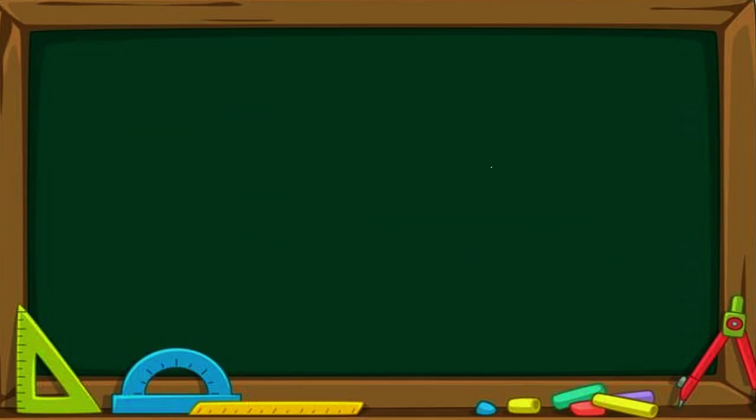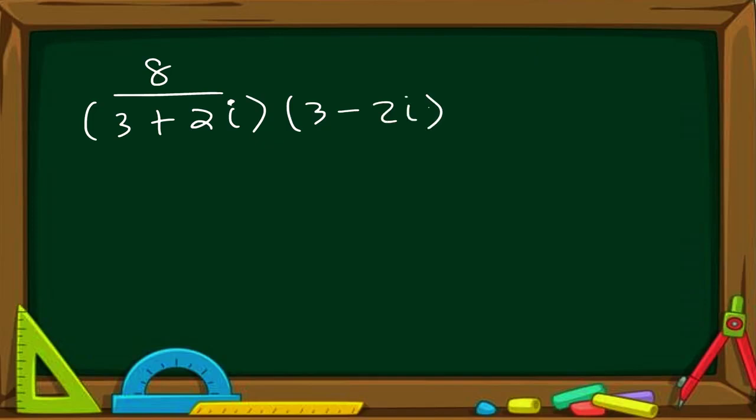Now what about this one? Go ahead and simplify this problem. 8 divided by 3 plus 2i. So if you have two terms on the bottom, multiply the top and the bottom by the conjugate of the denominator. The conjugate of 3 plus 2i is 3 minus 2i. You simply have to change the sign.